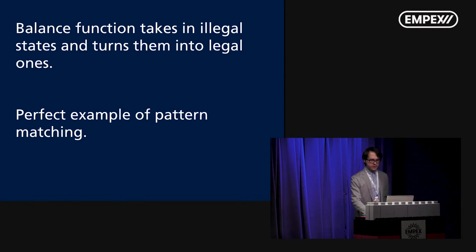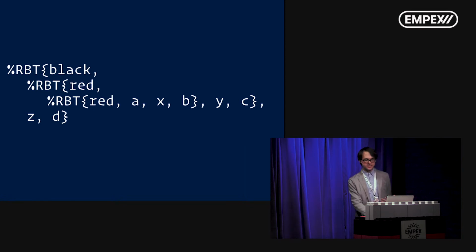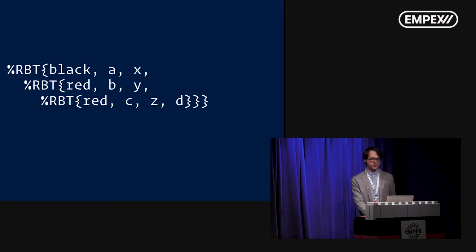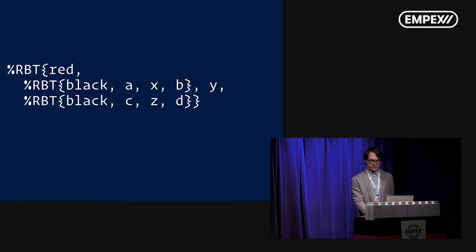So the actual balance function doesn't have any body inside of it. It's just pattern matching four things and returning the same for all. This is just four illegal states, because if you remember the rules, no red node can have a red child. So this is an example of an illegal state because there's a red under a red, and this is another one, and the other one, and one more, and it turns them all into one valid one, which is a red node with two black children nodes and all the values in the right places.